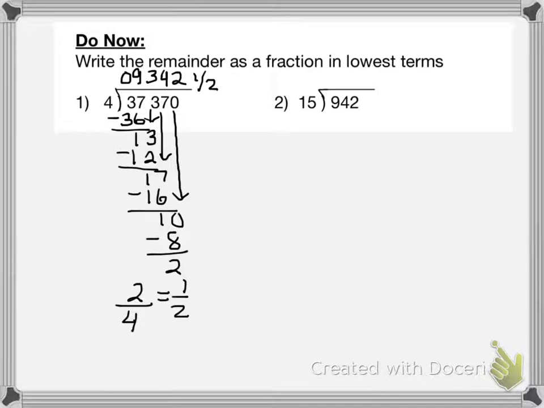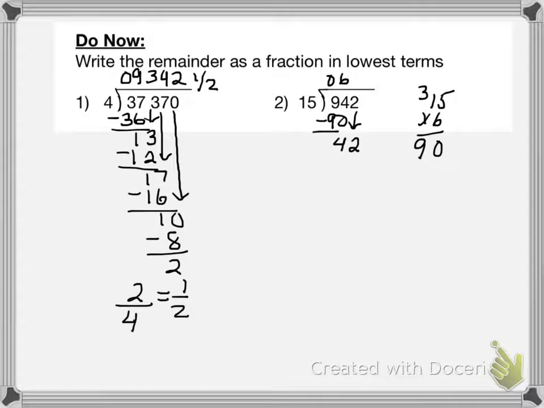We have 942 divided by 15. So I'm going to try 15 times 6 to see what that product is. And that's 90. That's just under the 94 because we can't make a group of 15 out of the 9. So we're going to put a 6 just above the 4. And when we subtract, we have a difference of 4. We're going to bring the 2 down.